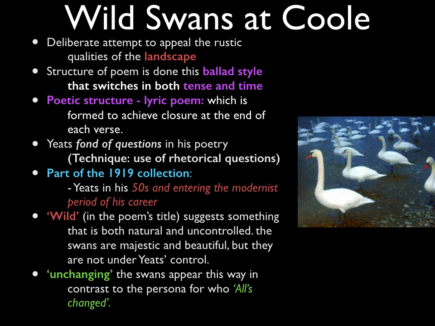The poetic structure is done in the form of a lyric poem, which is formed to achieve closure at the end of each verse. Each of these stanzas in the poem is given a particular meaning, and the construction and structure of each of those stanzas allows particular ideas to be developed before moving on to the next stanza and the next idea to subsequently arise and then be developed in the context of that stanza.